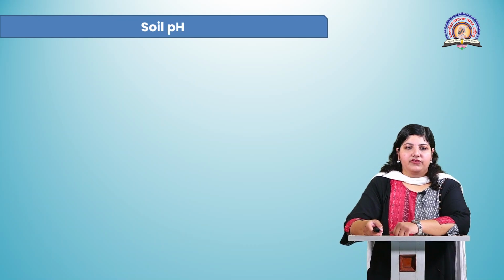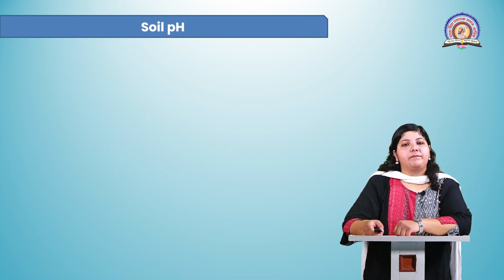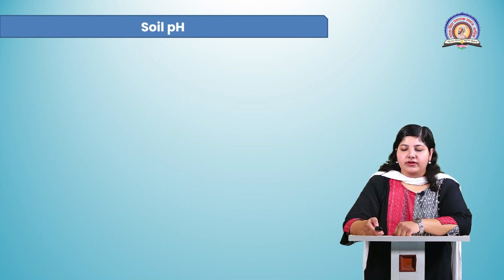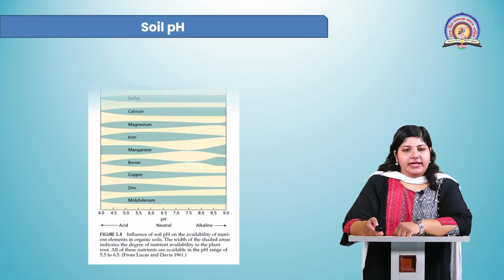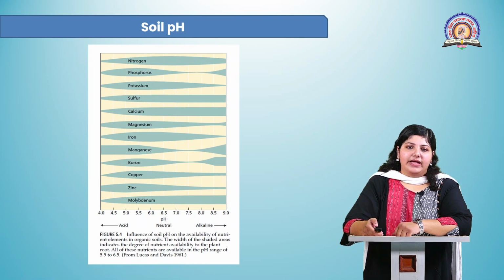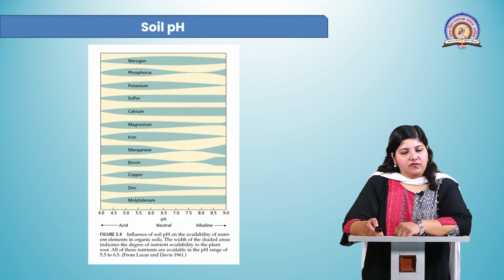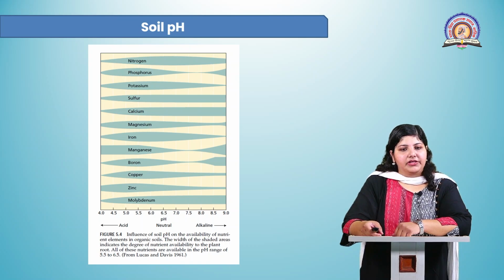The next factor which affects the availability of nutrients to the plant is soil pH. Now, soil pH is a very important factor in determining which elements are available for plants. Acidic pH, that is pH from 5.5 to 6.5, is the most suitable range for the availability of minerals to the plant. In this range of pH, maximum minerals are available to the plants for absorption. You can see in this diagram that the width of the shaded areas depicts how much or how little mineral is available to the plants at a particular pH.